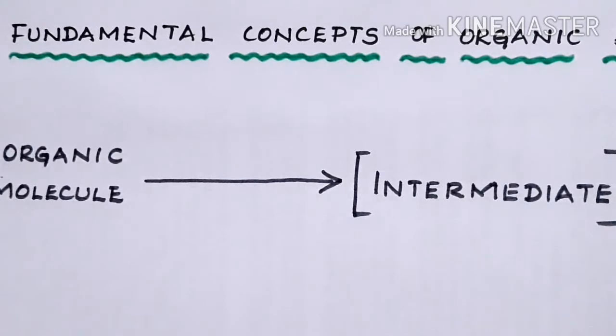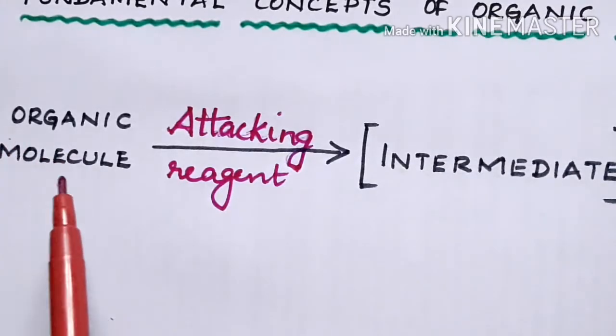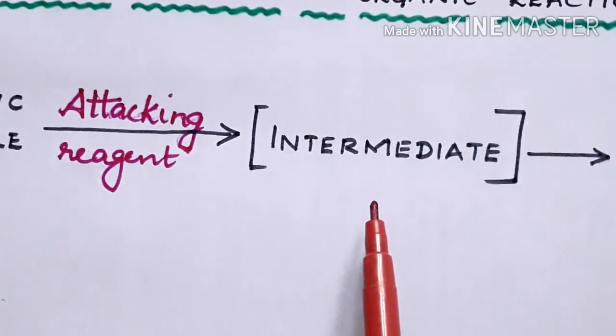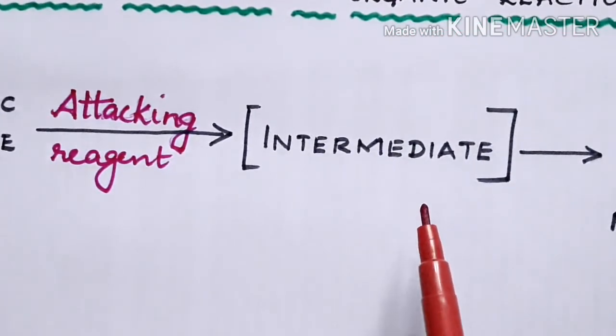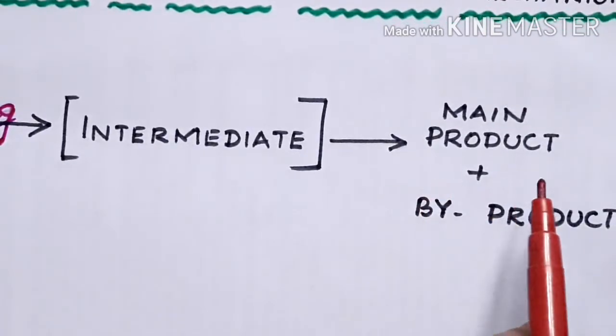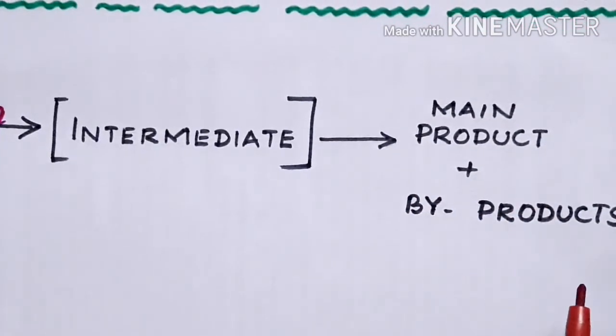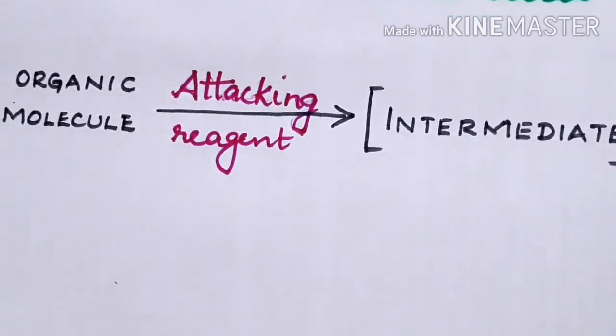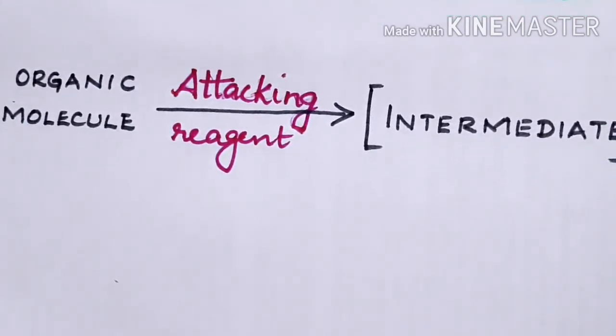Hello students. Today we are going to learn about the fundamental concepts of organic chemical reactions. When an organic molecule reacts with an attacking reagent, it results in the formation of an intermediate, which later on breaks down to form the main product and the byproducts. The way in which the reaction occurs is learned by what is called mechanism.